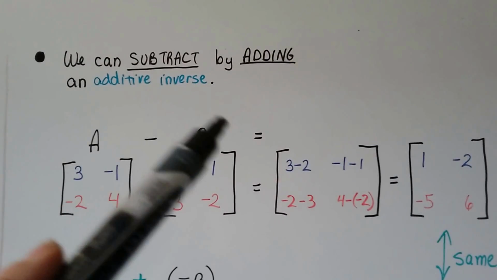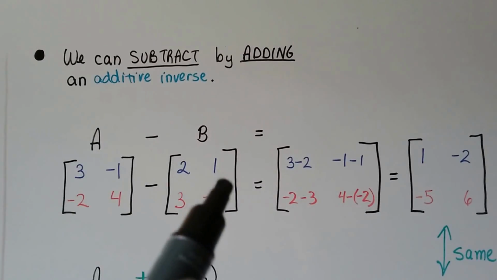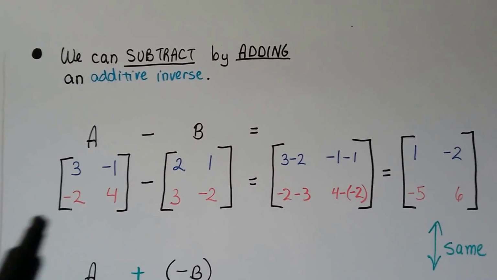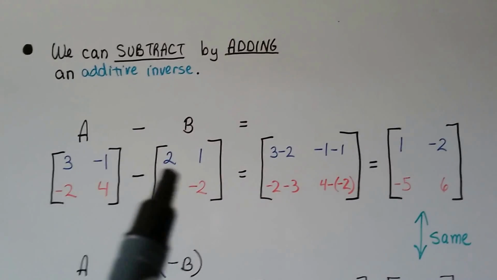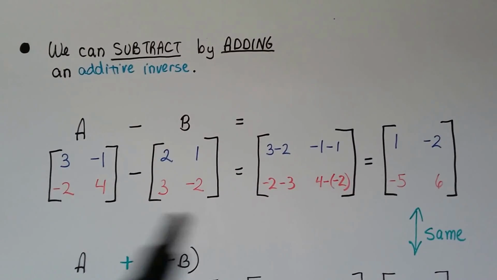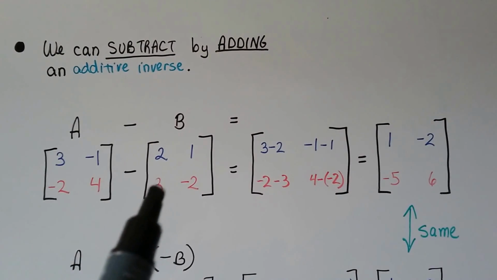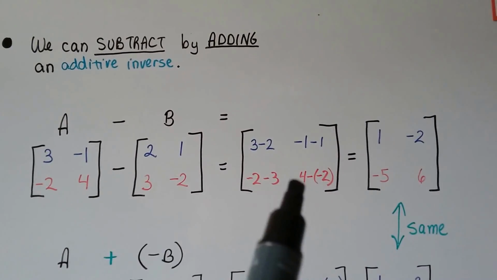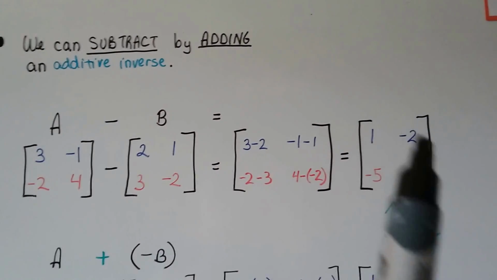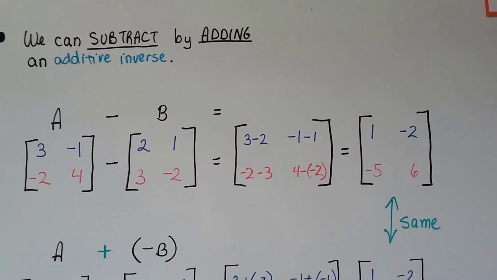We have A minus B. Here's matrix A and matrix B, and we're going to subtract. And we get a 3 minus a 2. We get a negative 1 minus a 1. We get a negative 2 minus a 3 and a 4 minus a negative 2. And that's going to give us this matrix right here.